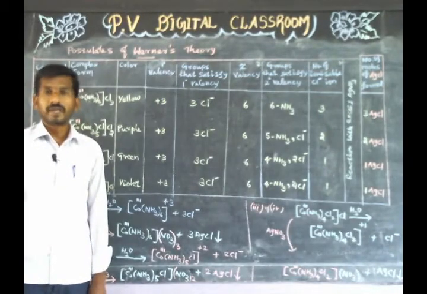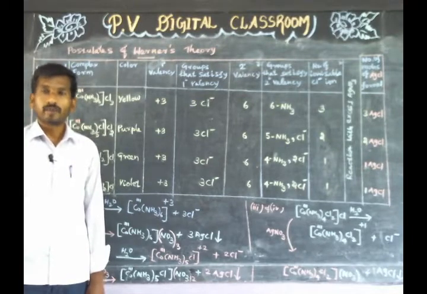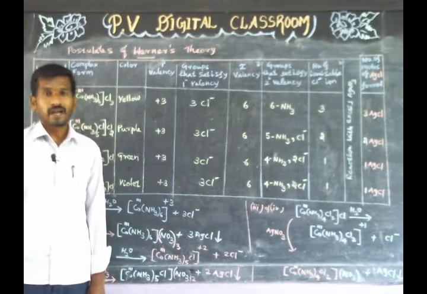Next, demerits of Werner's theory. Werner's theory is unable to explain the color and magnetic properties of the coordination compounds.